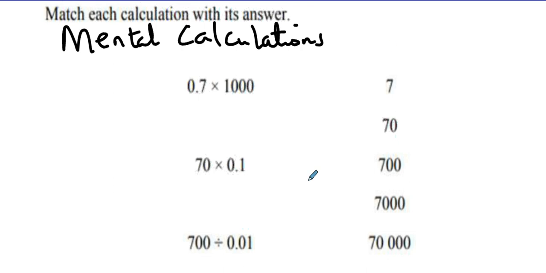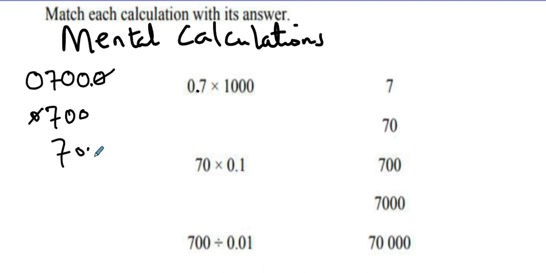We have 0.7 times 1000. So 0.7 times 1000, ignore the decimal point, just keep these 3 zeros next to each other. And you can see that we have one decimal place, so count one number from the right side, and the decimal point will be there. So you cancel this 0, the number becomes 0700. You can also cancel this 0, and the answer becomes 700. So you match that with 700. Here we go.